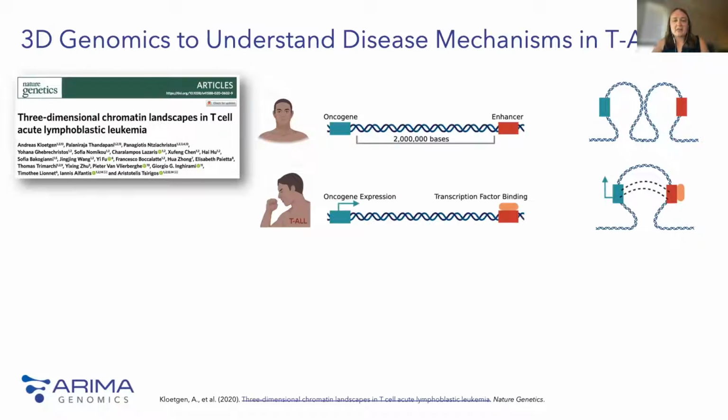However, in patients with this leukemia, we see new transcription factor binding activity at the enhancer and a corresponding activation of the MYC gene 2 megabases away. Taking a 3D genomics approach, we can see that there's a rearrangement of the chromatin loops, and this leads to the enhancer element being brought into close proximity to the MYC gene, causing the aberrant expression of MYC.